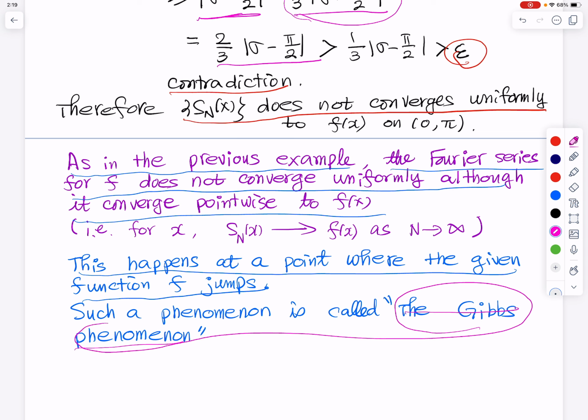Just today I explained that when you have a Fourier series, the Fourier series in general does not converge uniformly to a given function, although it converges pointwise.